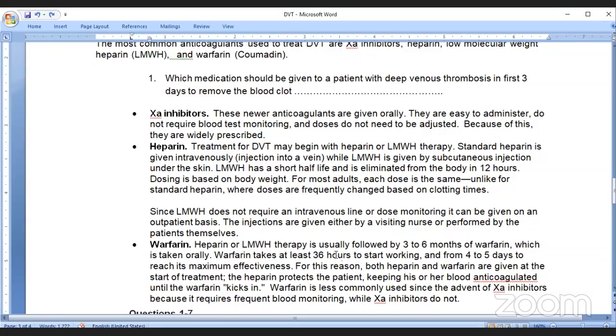Warfarin takes at least 36 hours to start working, and from 4 to 5 days to reach its maximum effectiveness. For this reason, both heparin and warfarin are given at the start of treatment. The heparin protects the patient, keeping his or her blood anticoagulated until the warfarin kicks in. Okay, so here is your answer in this part.